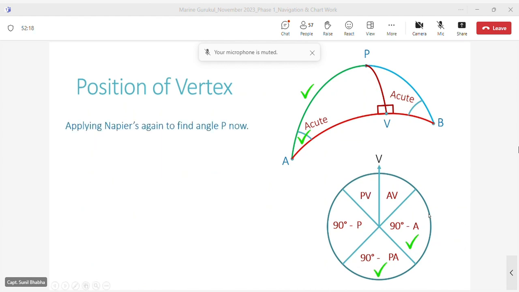Now let's apply Napier's rule once again in this triangle. This time we are going to find out angle P of the triangle PAV. So you can see a question mark coming up on the diagram. The angle P in the cartwheel is the left side part. So we can see a question mark coming up here also. So the bottom 3 parts are involved in the calculation now.